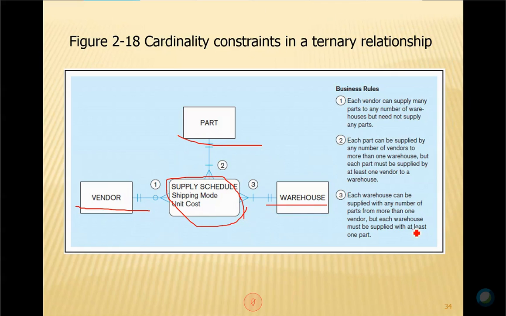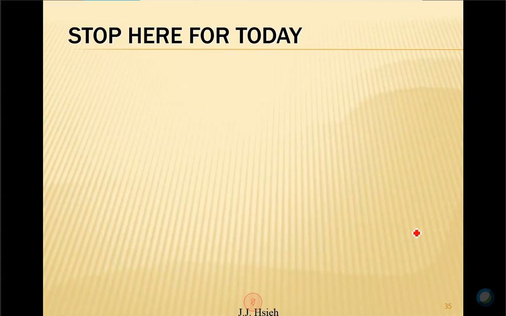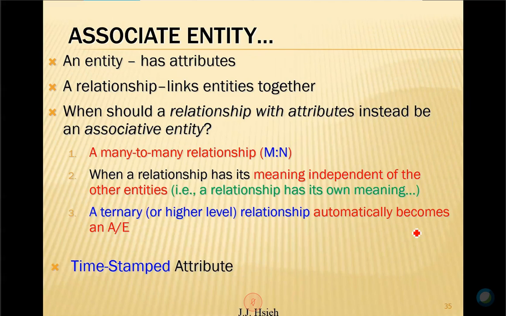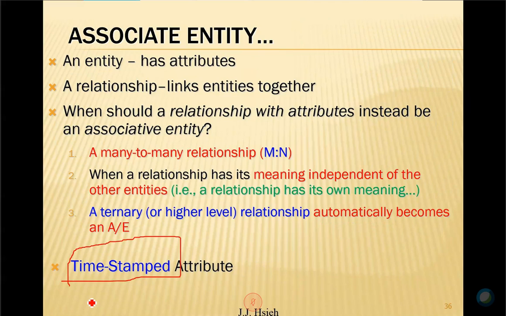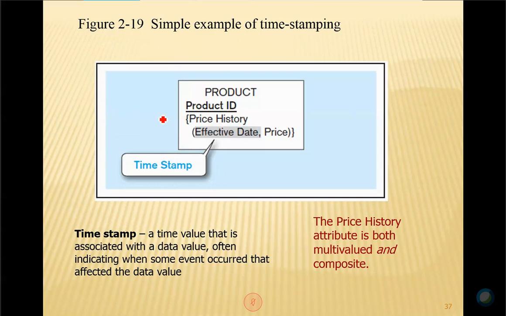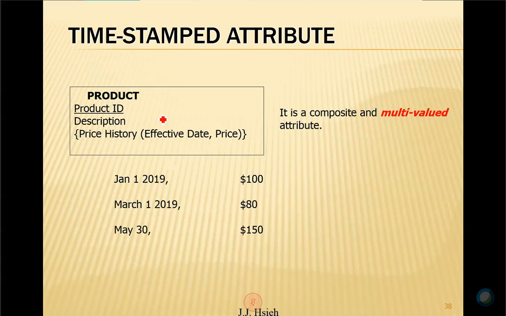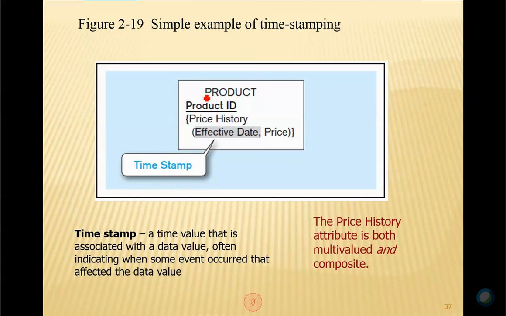And then the next one is a timestamp. The timestamp attributes, like this. Okay. So we have an entity called products, and then we have the product ID. This is the primary key.